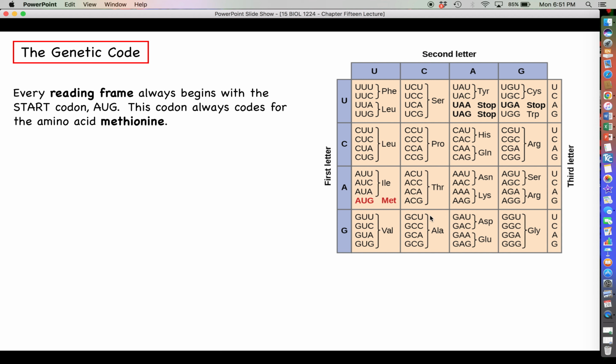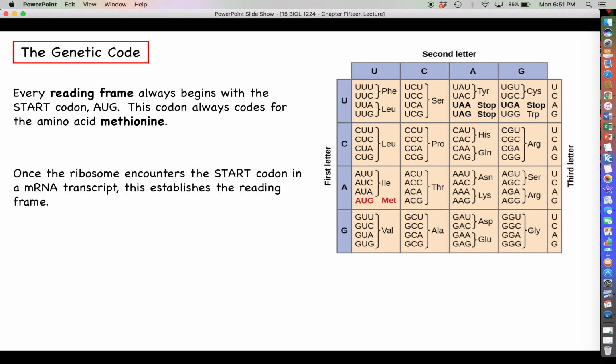Okay, so a couple of important codons to take note of here, and we've talked about these things before. Every reading frame will always begin with the start codon, which is AUG. We'll cover more of what we mean by reading frame in the next few slides. But the start of every protein has to be AUG. The ribosome does not start building a protein until we encounter that start codon AUG. The codon always codes for the amino acid methionine, which explains why most proteins start with methionine. The only proteins that do not start with methionine probably had the first part of the protein chopped off.